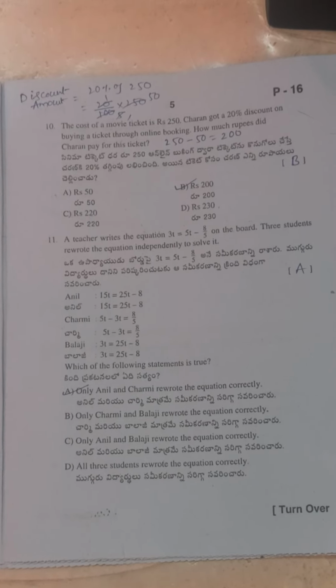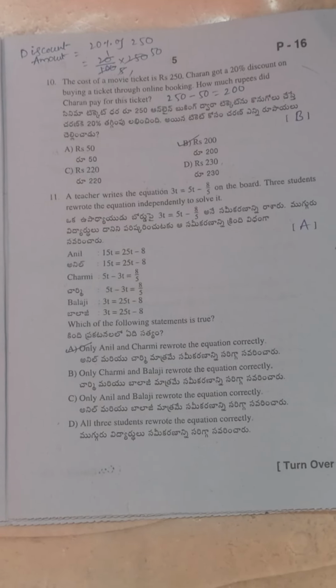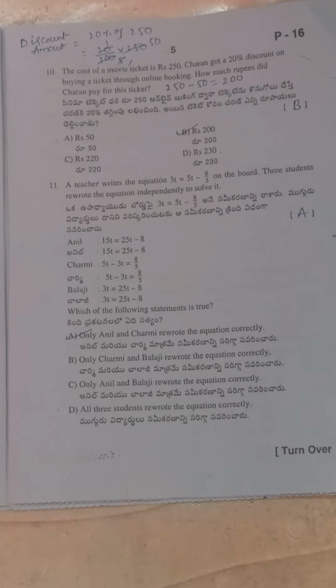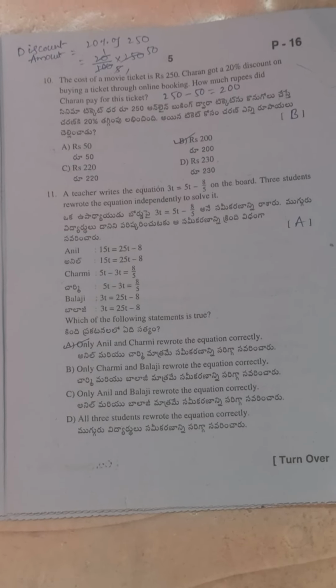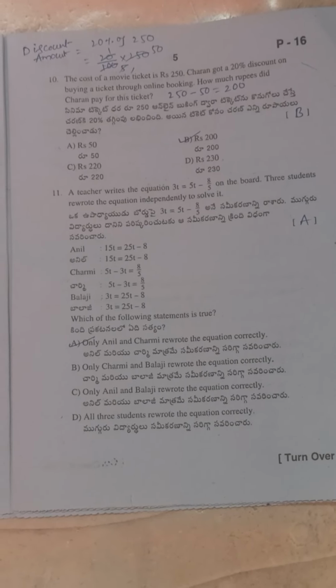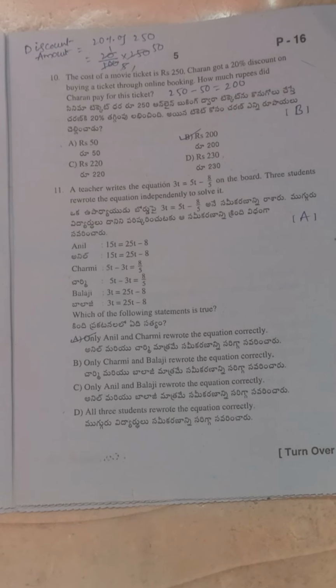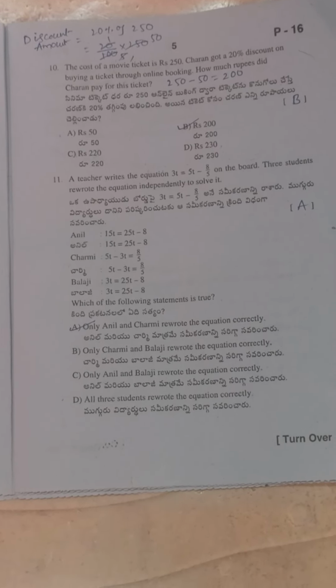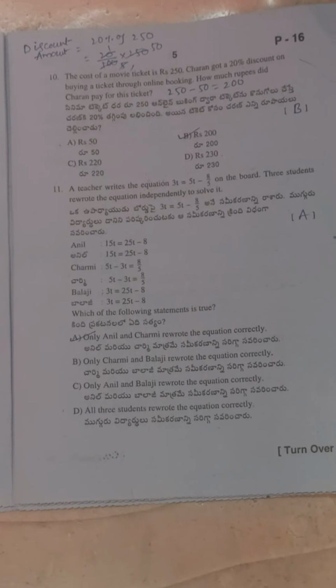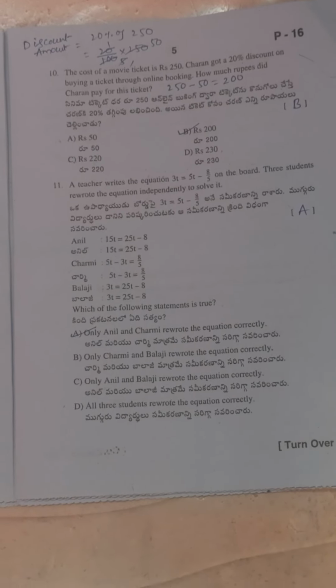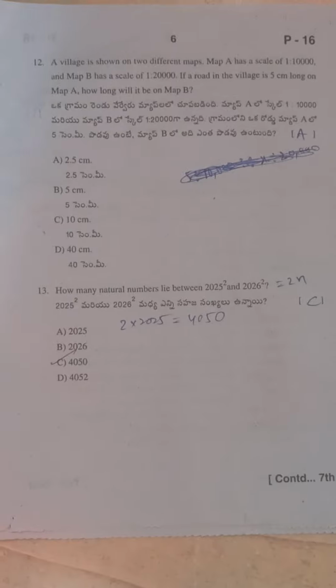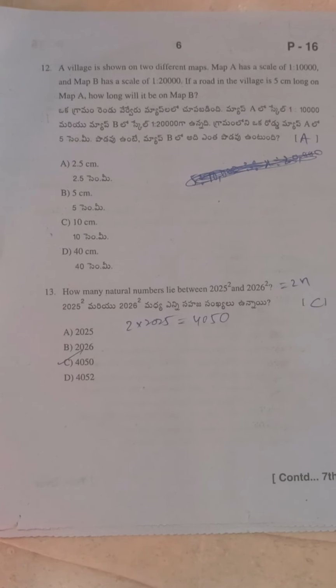Next, a teacher writes the equation 3t is equal to 5t minus 8/5 on the board. 3 students rewrote the equation independently to solve it. So what is the option? A. Anil and Charmi both are correct, but Balaji is not correct. Next, 12th one, option A.